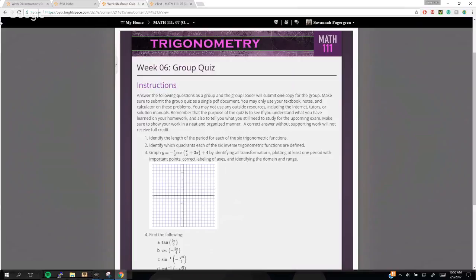Okay, and then second question, identify which quadrants each of the 6 inverse trigonometric functions are defined. Oh, sweet. Didn't we just talk about that? Yeah. Okay, so sine is the right side. No, 1 and 4. Quadrants 1 and 4, right? Yeah. Okay. I was just doing the right side. It's probably better to say quadrants. Well, they identify the quadrants. Cosine is top, so it's 1 and 2. Uh-huh. Tangent is 1 and 4.